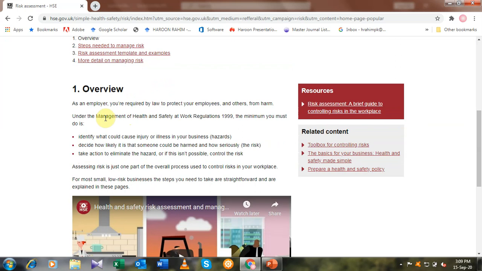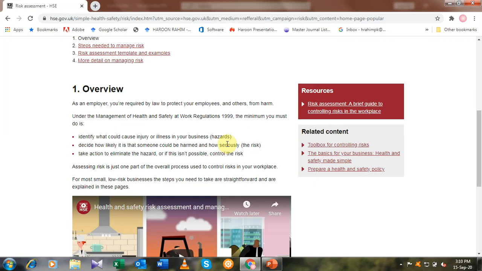Under the Management of Health and Safety at Workplace Regulation 1999, the minimum you must do is to first identify what could cause injury or illness in your business. That is, what is the cause of the injury or illness, or what are the different hazards. The identification of that hazard is very much mandatory, essential, that is causing the injury or the safety problem.